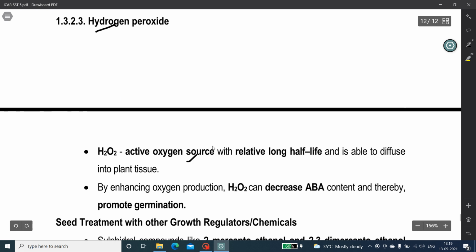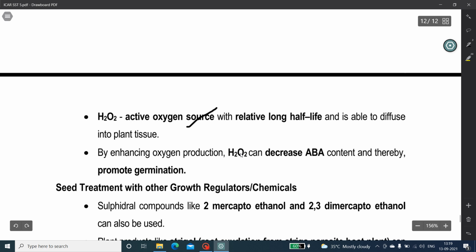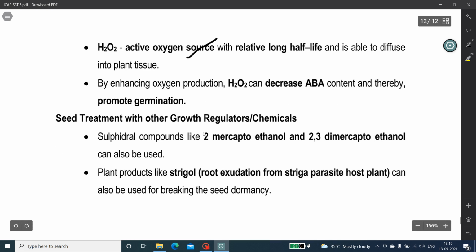It is an active oxygen source with a relatively long half-life and is able to diffuse into plant tissues. It has been reported that oxygen could accelerate ABA degradation. Thus, by enhancing oxygen production, H2O2 decreases ABA content, thereby promoting germination. It is useful for all crops, and seed treatment with other growth regulators or chemicals or sulfhydryl compounds like 2-mercaptoethanol or 2,3-dimercaptoethanol can also be used.